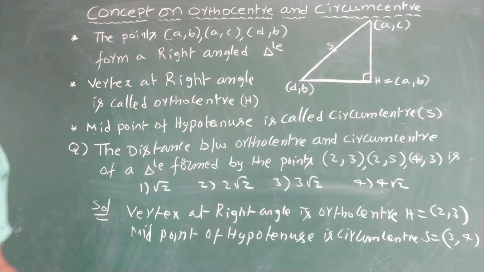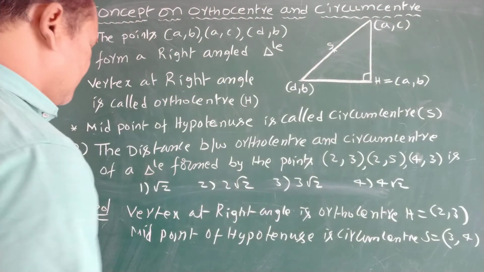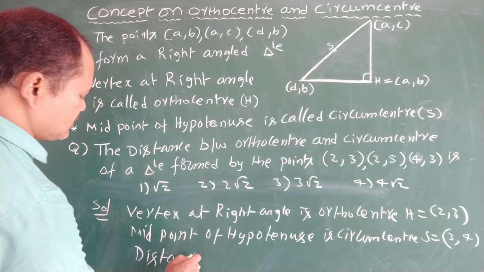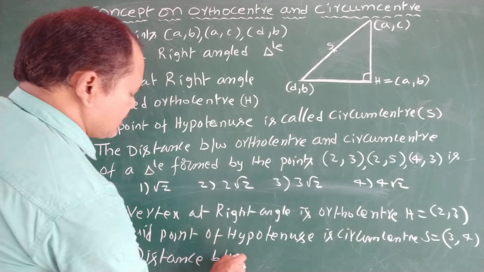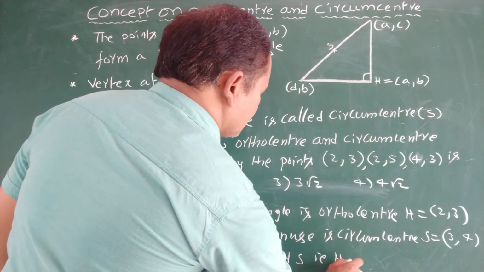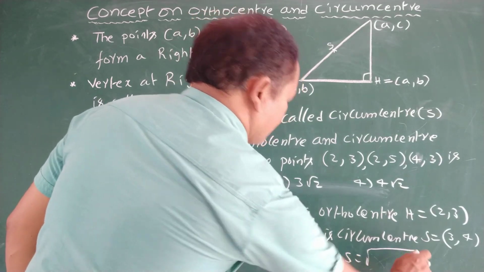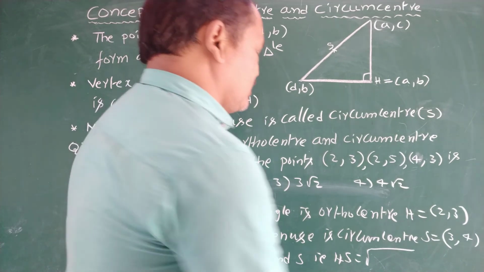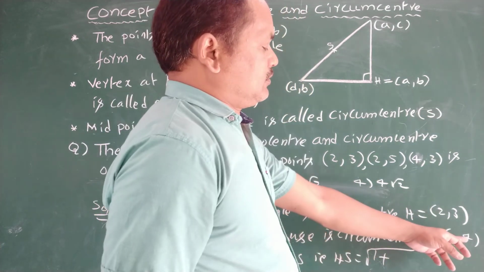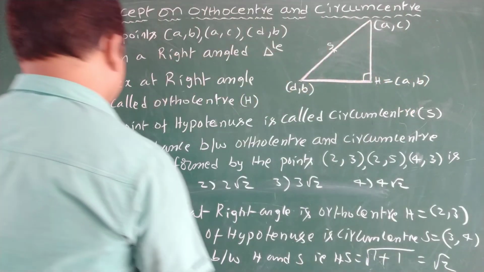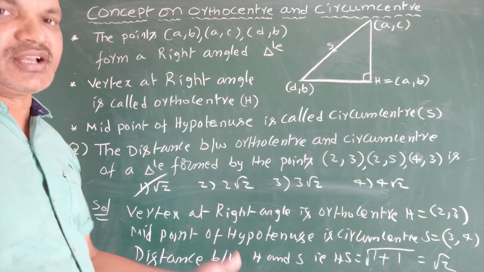Clear? Now we have to find the distance between them. The required distance between H and S, that is HS, is equal to the square root of (3 minus 2) whole square, that is 1, plus (4 minus 3) whole square, that is 1. That's why it is root 2. That's why that is the first option. That's all. Okay.